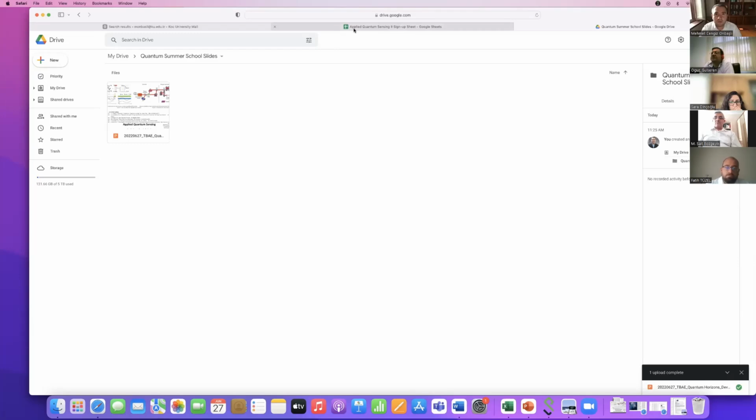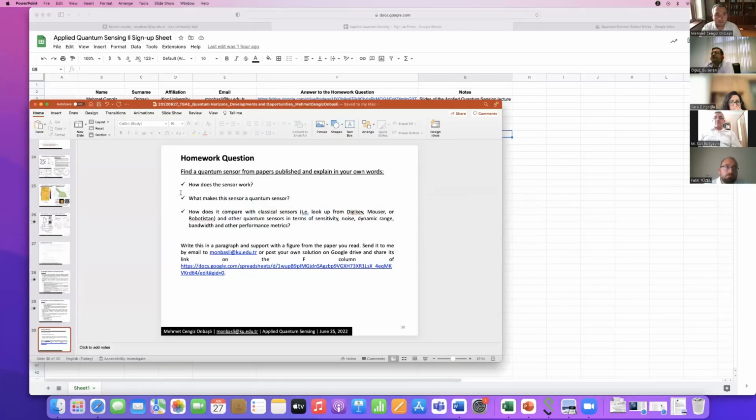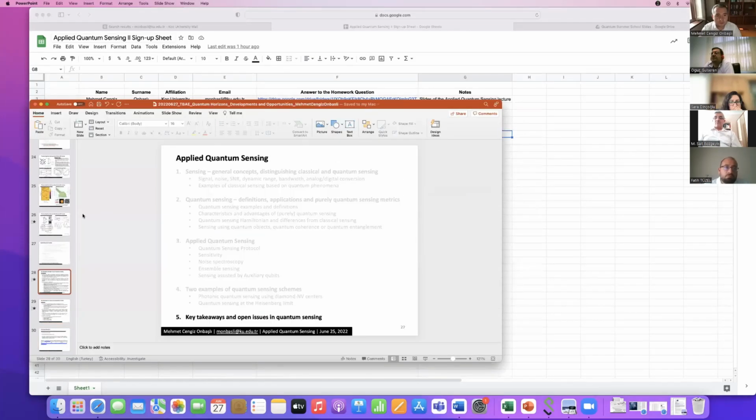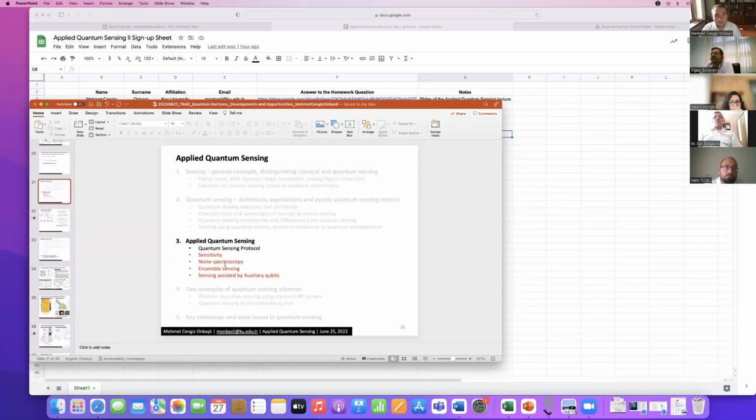And I can also do another follow-up quantum sensing lecture to give you more details on the concepts that I have glossed over, for instance noise spectroscopy, ensemble sensing, sensing assisted by auxiliary qubits. If you're interested, I'm going to share with you this link so you can sign up and we can have another discussion at a later time.